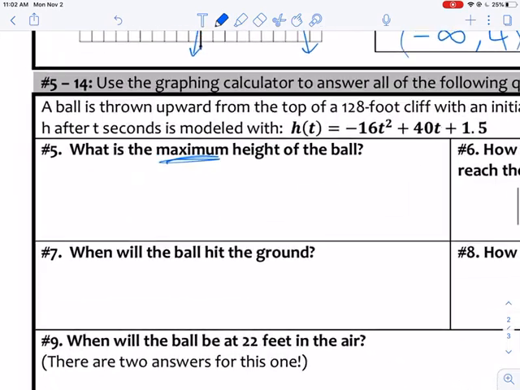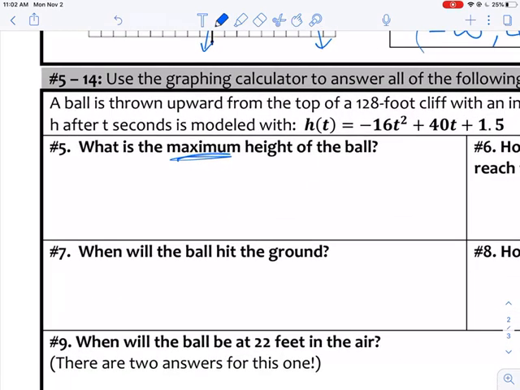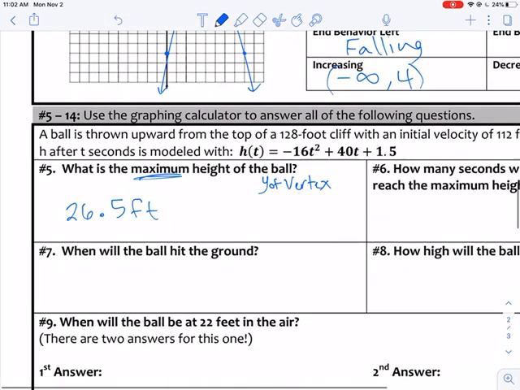Then it asks for what's the maximum height of the ball. Okay, that is asking for your maximum or your vertex, and it's actually just asking for the y of your vertex. So you would go second calc. Let me make sure I'm telling you here. Let me open up my calculator. You guys should be doing the same. So you would go second trace, and then you would click maximum, do your left boundary and your right boundary, and press enter, and your y value of that vertex is 26.5 feet. So that's as high as that ball goes.